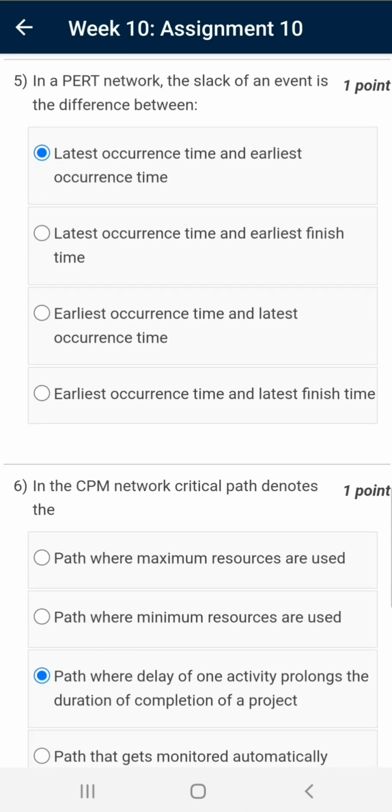Question number 5. In a PERT network, the slack of an event is difference between, the correct answer is latest occurrence time and earliest occurrence time.